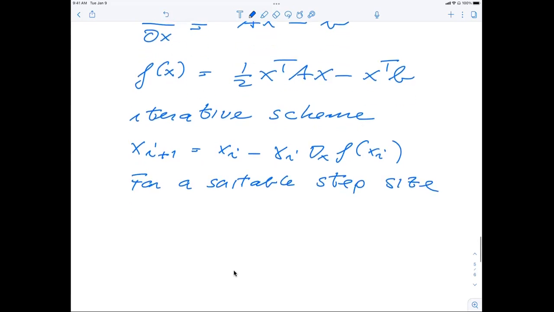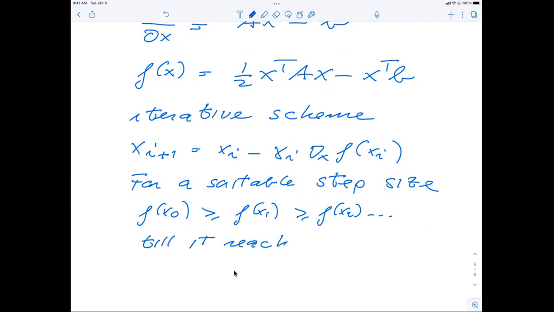what we have then is that if I start with an x0, so I would typically have x0, f of x0 is larger than the next one, f of x1 is larger than the next one, etc., till we have reached a local minimum, till it converges or till it reaches a local minimum.